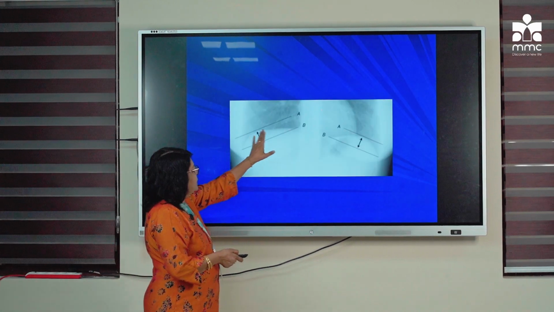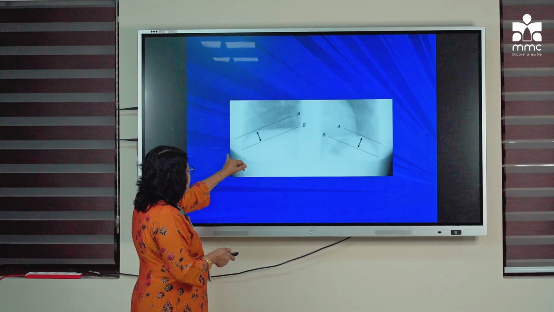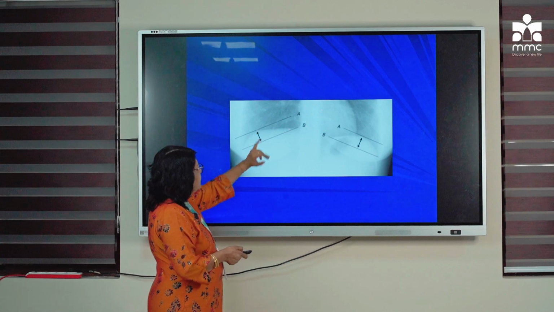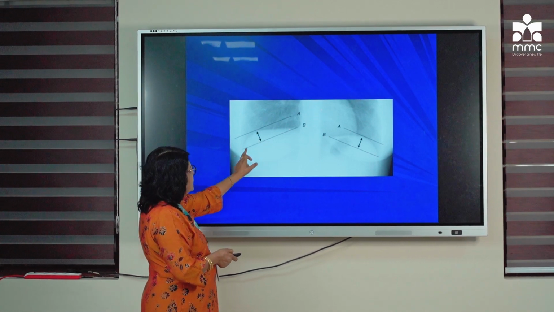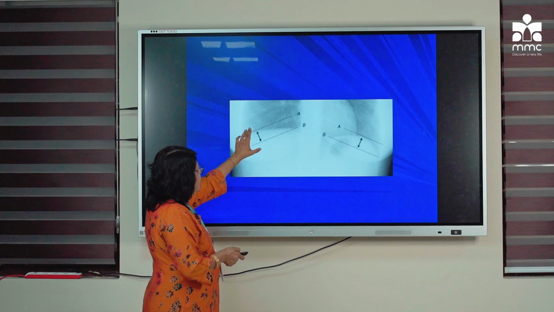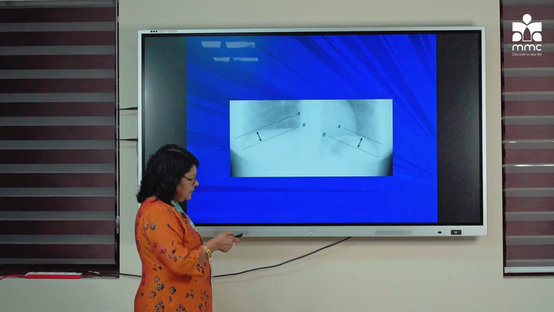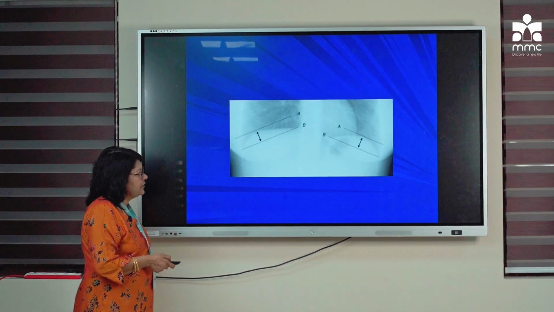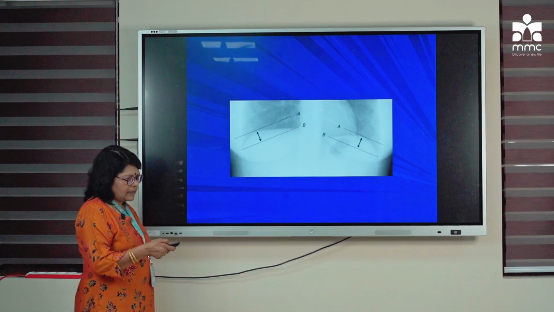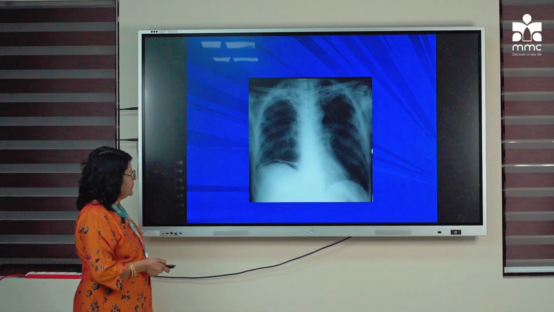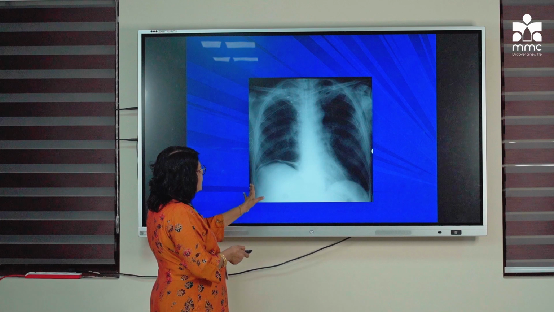So how to study the normal dome of the diaphragm? Draw a line along the summit of the dome of the diaphragm, another line from the costophrenic to cardiophrenic angle, and measure the summit. The dimension will be 1.5. If it is more than 1.5, it indicates elevation of the dome of the diaphragm. So you can see there is elevation of the dome of the diaphragm.